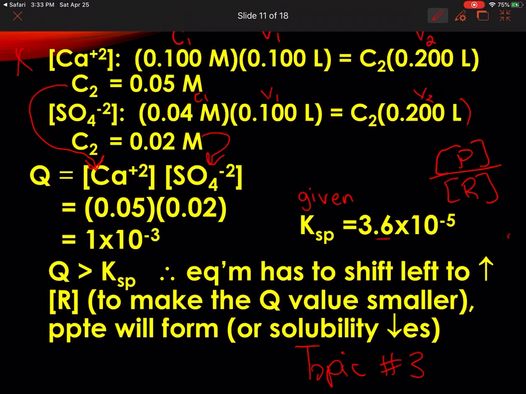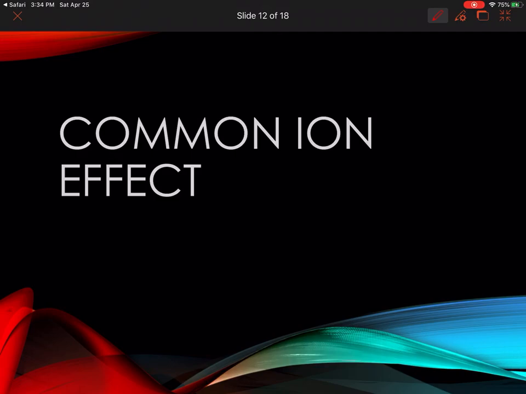So this type of question is topic number 3 on the worksheet, where you are going to mix two solutions together. So doing the C1V1 equals C2V2 is an important first step in order to figure out what the new concentration is. So calcium started at 0.1, and then it went down to 0.05 because you're adding more water. So that's going to make it less concentrated when you put the two solutions together. It can't stay the same, okay? So that's an important first step.